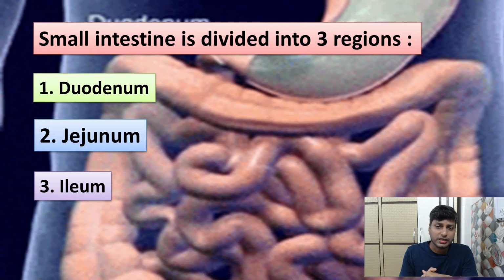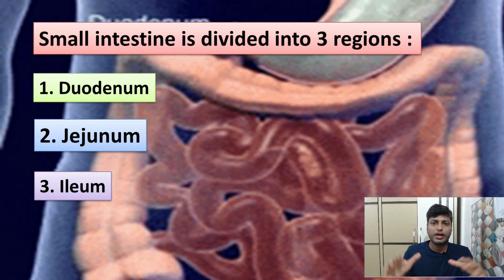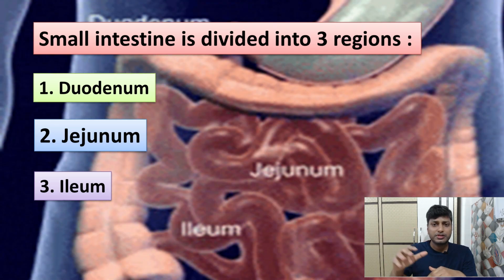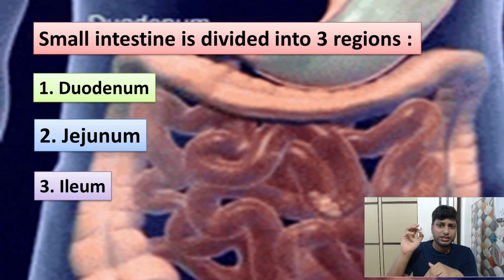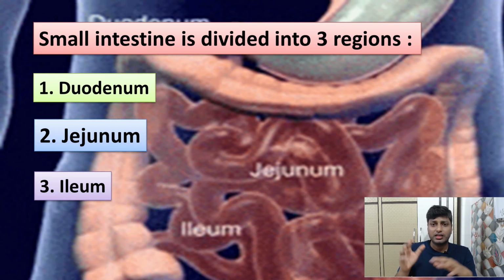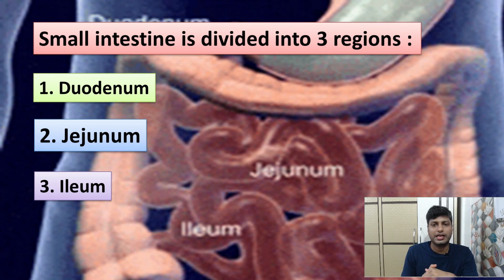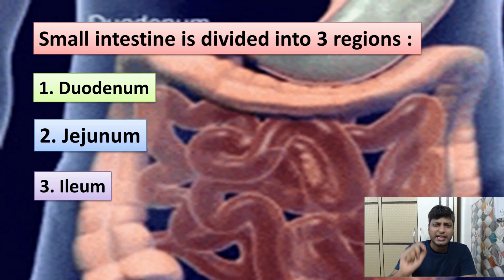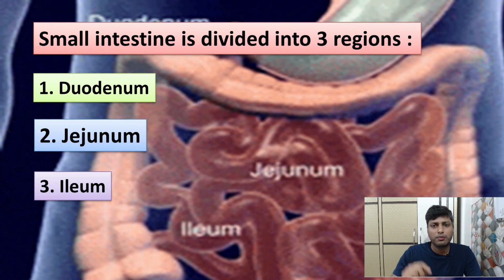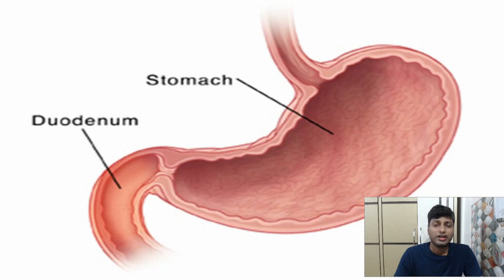The first region is known as the duodenum. Then comes the middle portion of the small intestine, which is called the jejunum, and the third portion of the small intestine is called the ileum. Let us see one by one what is the duodenum, what is the jejunum, what is the ileum. So dear students, the first part of the small intestine is called the duodenum. Why is it so important?